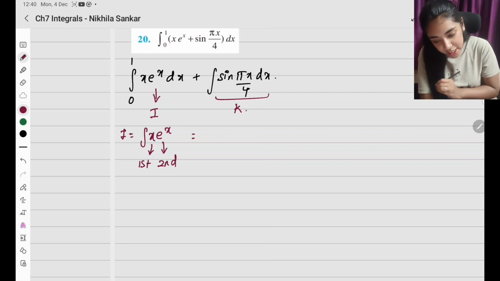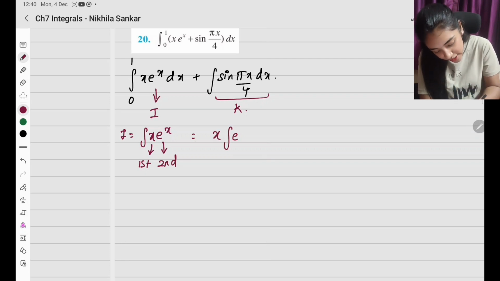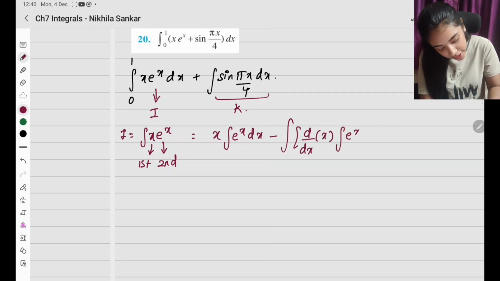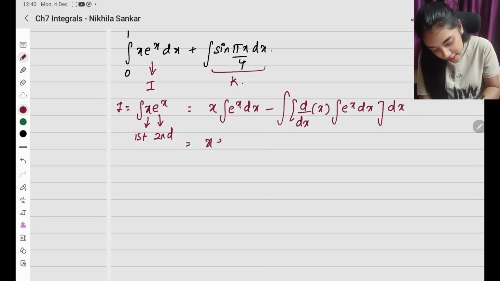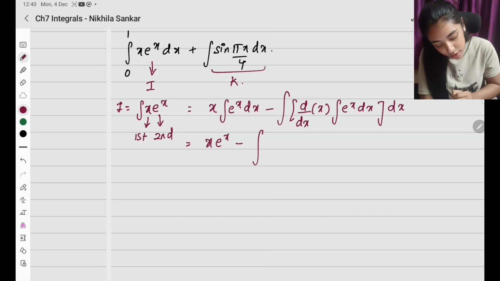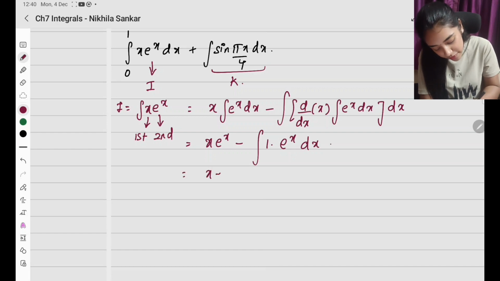And this is the second function. What is integration by parts? First function times integral of second function dx, minus the big integral, open bracket, d by dx of first function times integral of second function, close bracket, times dx. So when I solve this, I have x e to the x minus integral of d by dx of x, which is 1, times e to the x dx, which is e to the x times dx. When I further simplify, I have x e to the x minus e to the x. So this is I. Now what is k?